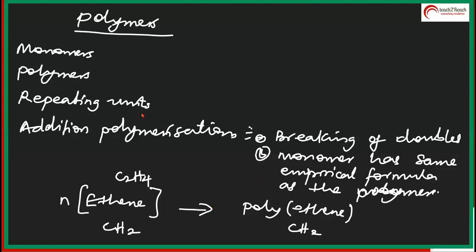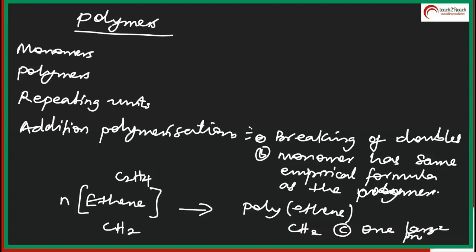So just a quick recall: polymer, monomers, repeating unit. Those are keywords or key definitions, if you like, that you need to be able to define. Then addition polymerization, okay, breaking of bonds. The empirical formula of the monomer is the same as that of the polymer. And of course, in addition polymerization, only one product is formed. Only one large product.